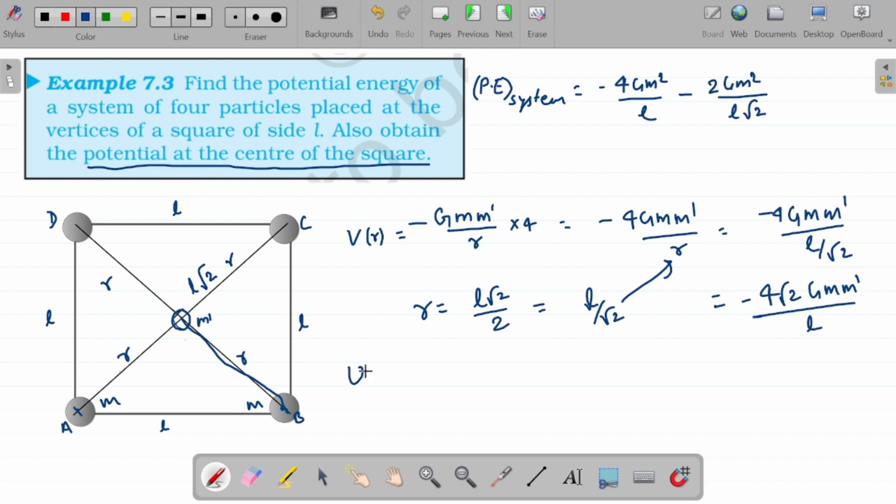So we can get the potential at this point. And potential we have already defined: it is potential energy per unit mass. And here we have the test mass. So we can write minus 4 root 2 G m divided by L. This is the potential at the center of this arrangement.